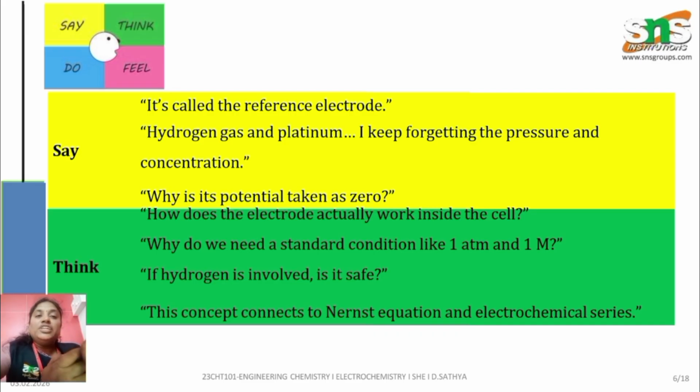So why do we need to study the reference electrode, hydrogen and platinum? Why do we need to study this standard hydrogen electrode? If we know all the details about the standard hydrogen electrode, we know about the electrode potentials of other metal ions. So this concept connects with the Nernst equation and the electrochemical series. If hydrogen is involved, is it safe? We can discuss.